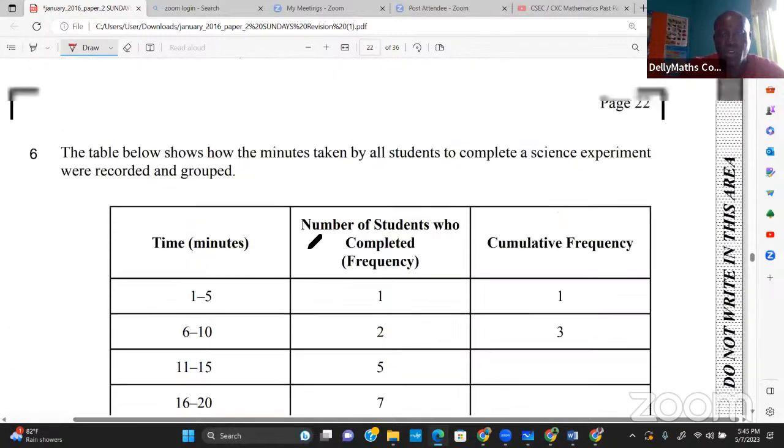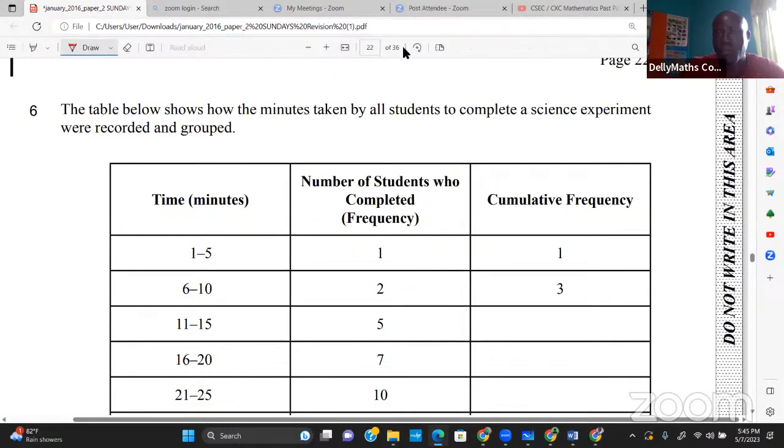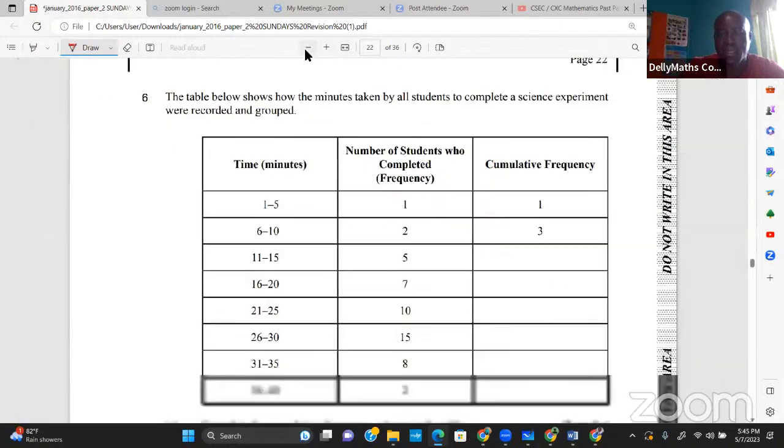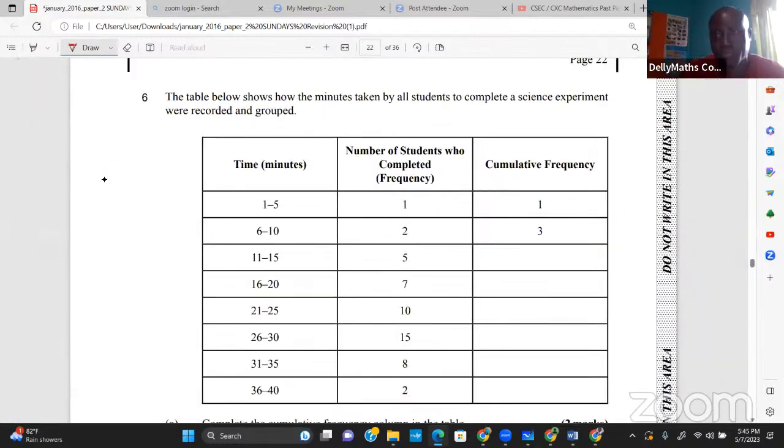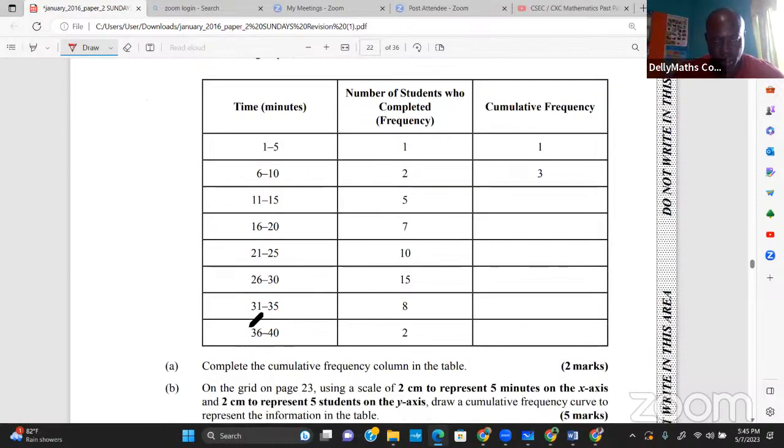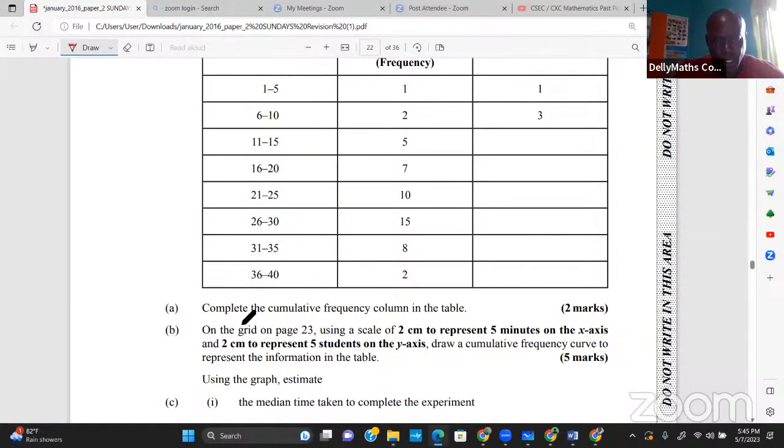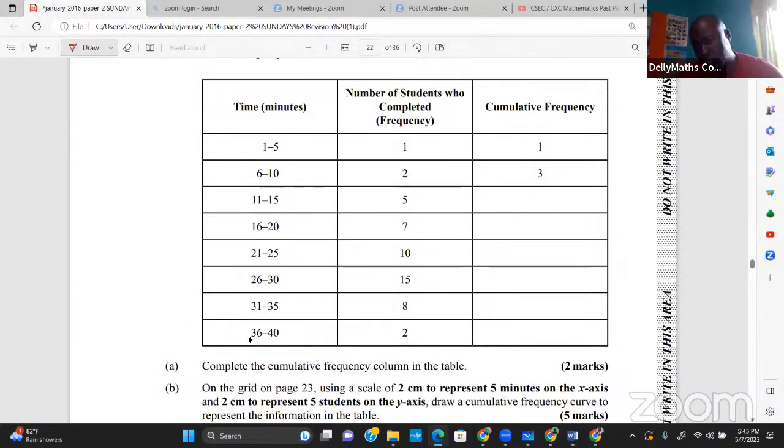We're at number 6. We're traveling. Statistics comes at number 6 every year. So it says the table below shows the minutes taken by all 11 students to complete a science experiment, recorded and grouped. You're seeing it down there. Complete the cumulative frequency column in the table. So we're doing the things one at a time. We're going to complete the cumulative frequency now.